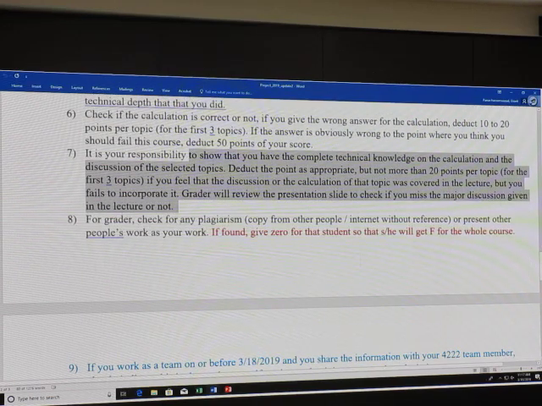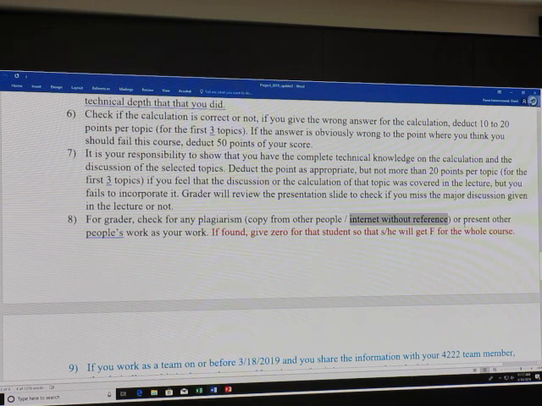For grading, check for any plagiarism, copying from other people, the internet without reference, or presenting other people's work as yours. If found, give zero to that student, and she or he will get F for the whole course.